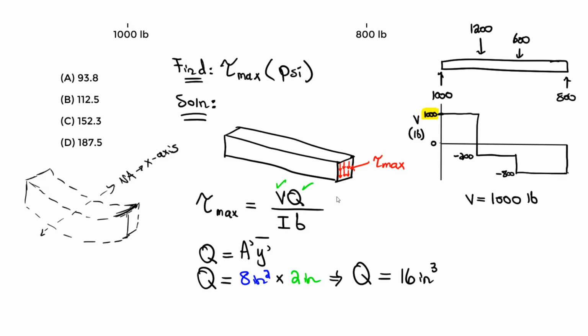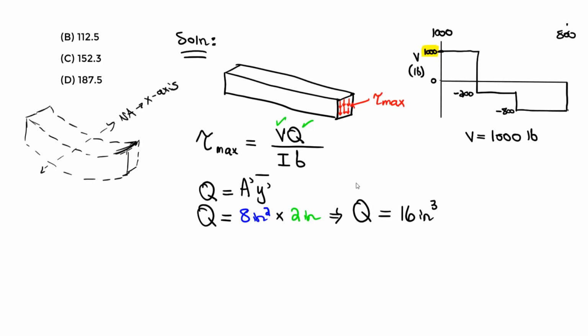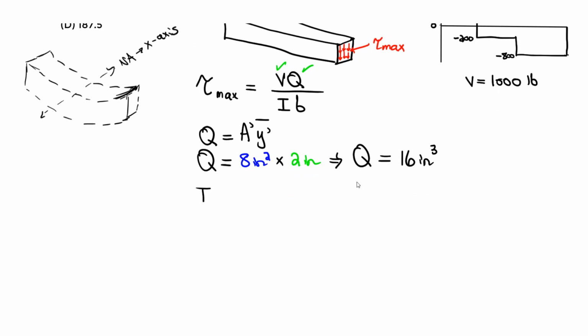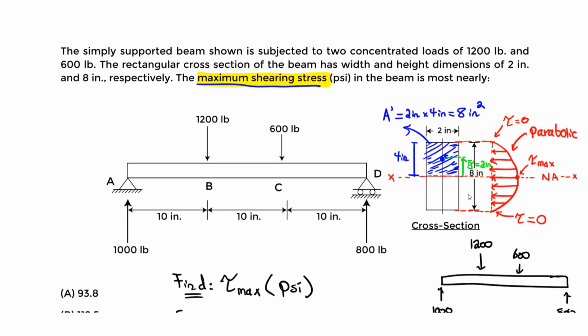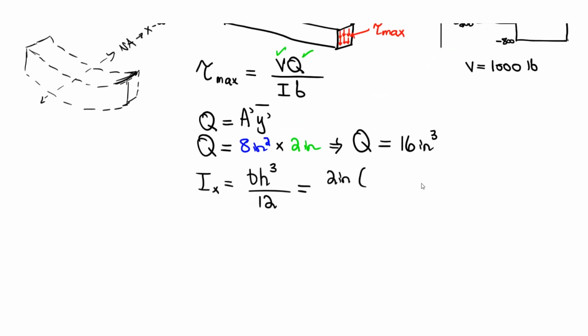And we know you just use Ix, right? The one for Ix. So for that one, if you look in the statics tables, you do base times height to the third divided by 12, and that's going to be the I value. So the base, you put 2 inches. The height is going to be what height? It's just the total height of the rectangle. So 8 inches to the third divided by 12.